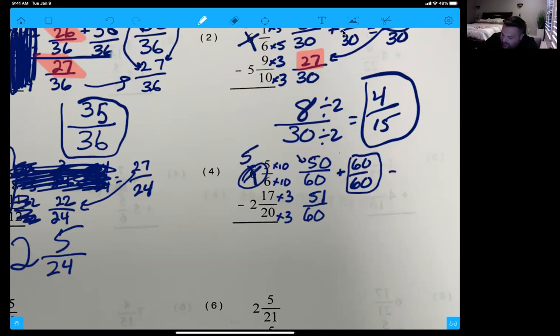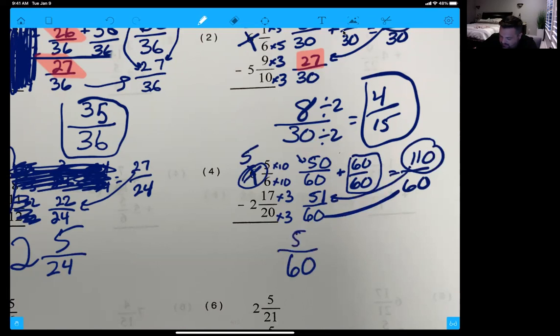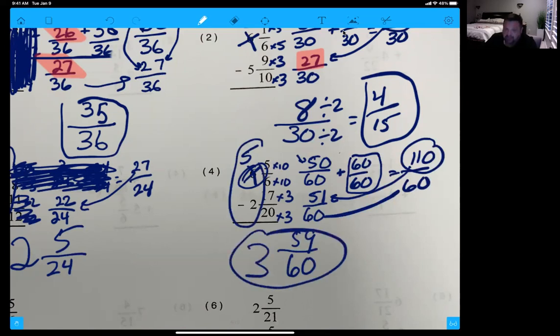So if we add these up, we would have 110/60. That's good because now our denominators match, right? So we know our denominator is 60. 110 minus this 51 would give us 59. And now we do our subtraction. 5 minus 2 is 3. You would have your answer.